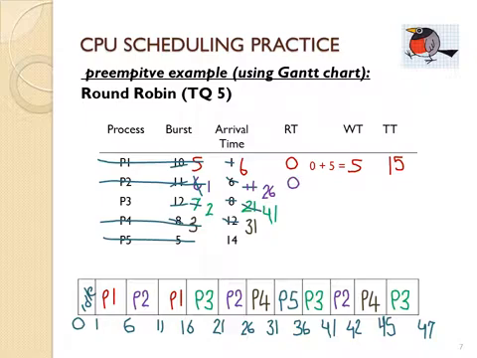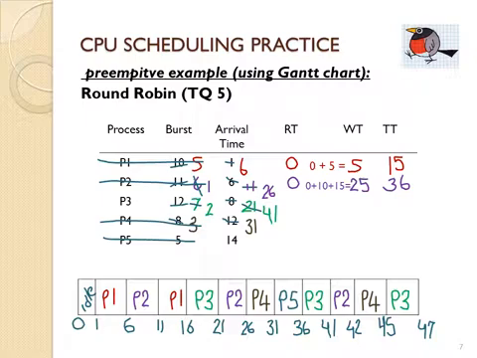And next we have P2 that arrived at time 6, so its response time is 0. And it finished at time 42, but you have to subtract the time 6 when it arrived, so it was active in the system for 36 time units, and it waited a total of 25 time units.